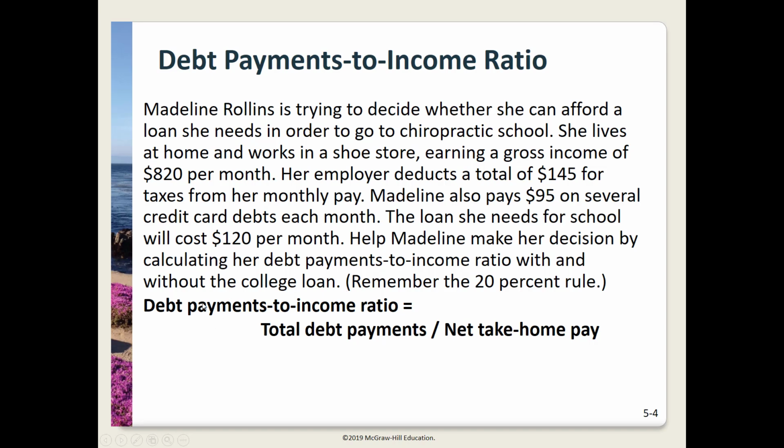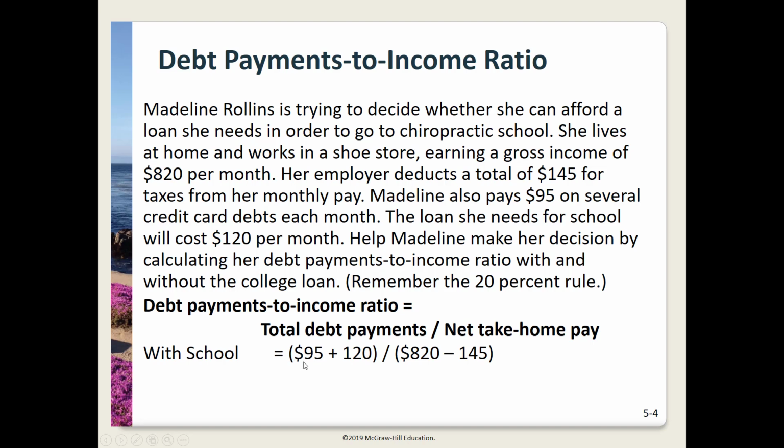So we're going to be using this formula here twice for both scenarios. And then I put a little reminder here that you'll be applying the 20% rule to see if she can afford chiropractic school or not. So first, let's calculate her ratio if she goes to school. So in our formula, we're going to add up all our debt payments and divide it by our net take-home pay. So here's my numbers.